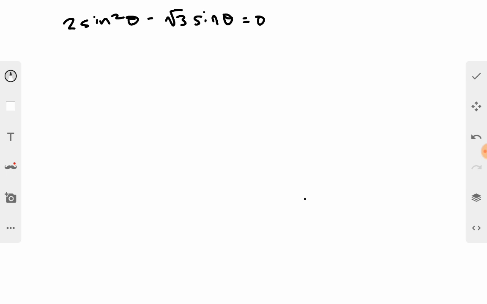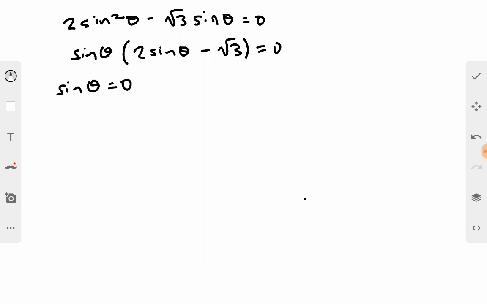So here we see that we've got a common factor. Don't forget to look for those because that's the easiest kind. We've got a common factor of sine. So if I take one sine out, I'm left with 2 sine theta minus square root of 3 equals 0. And now I've got something times something equals 0. I can break that up. I've got sine theta equals 0, and I've got 2 sine theta minus square root of 3 equals 0.